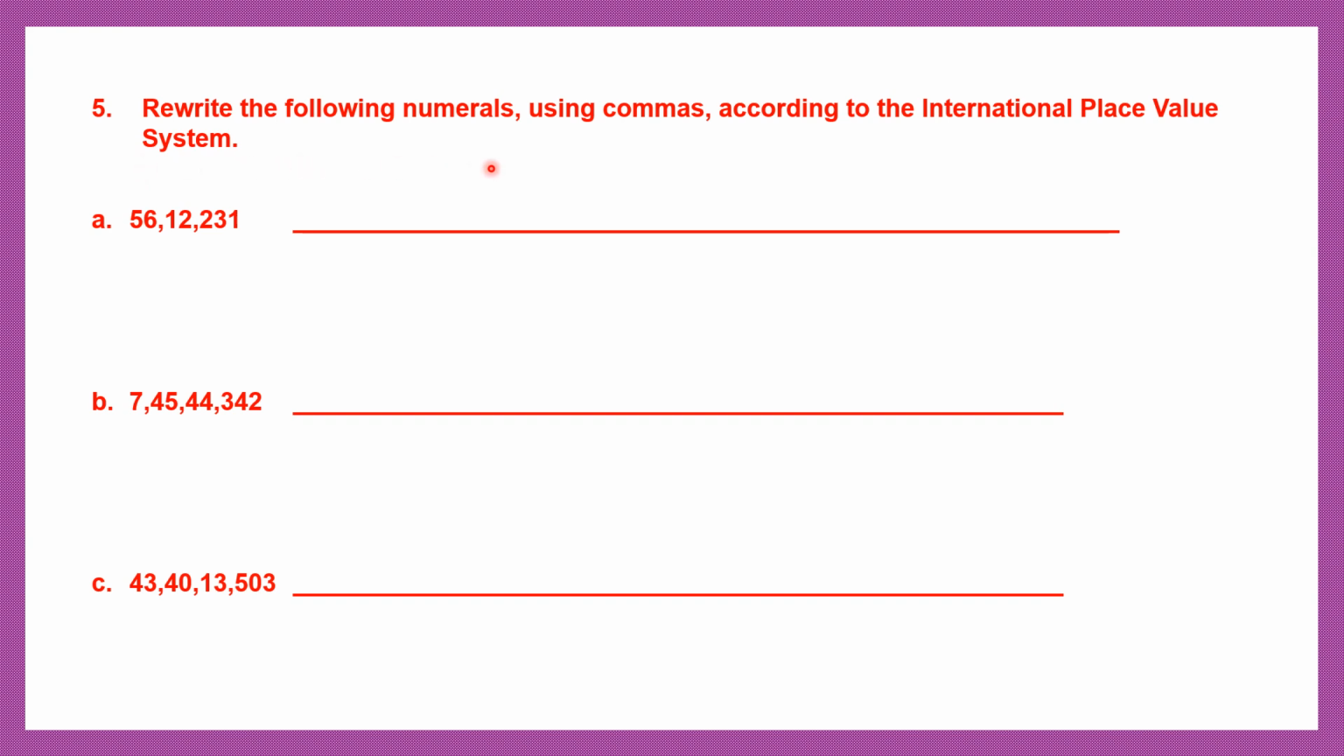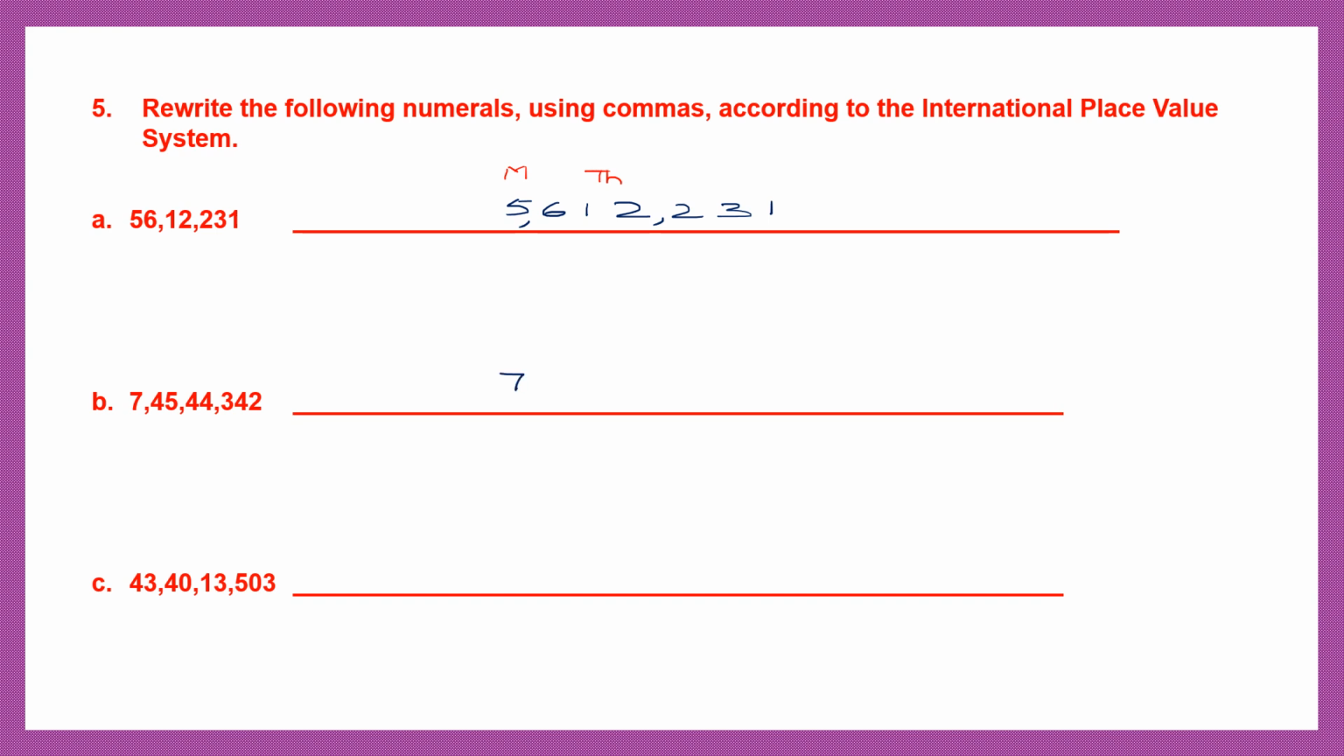Question 5. Rewrite the following numerals using commas according to the international place value system. That means what we have been given, the numbers are all in the Indian place value system. So now let's rewrite according to the international place value system. So we write the number without the commas. 56122231. In the international system, it's easy to place commas because every period has 3 digits. 1, 2, 3, comma, 1, 2, 3, comma. So let's do that. We have a comma here and a comma here. Now let's read the number also. 5,612,231.